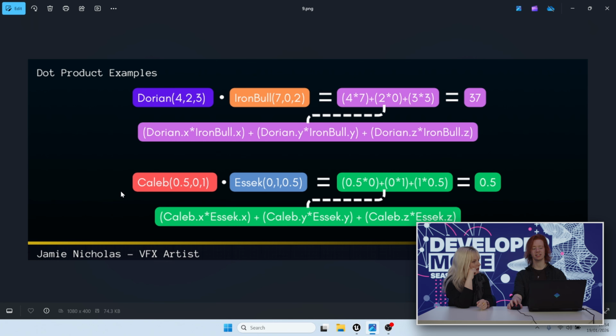So I've taken these two values here. Caleb and Essek are two normalized values. They're very not normal in the show. They've both committed horrendous crimes, but they are quite a cute couple. But for our purposes, they're just normalized values.